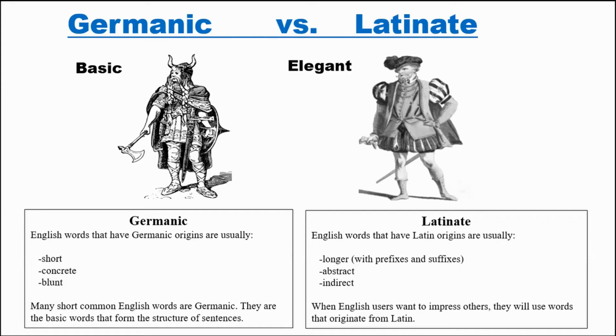These are the basic words that form the structure of most sentences, but they are considered basic, easy words to learn. On the other hand, the Latinate words are considered more elegant, right? English words that have Latin origins are usually longer words. They have prefixes and suffixes.